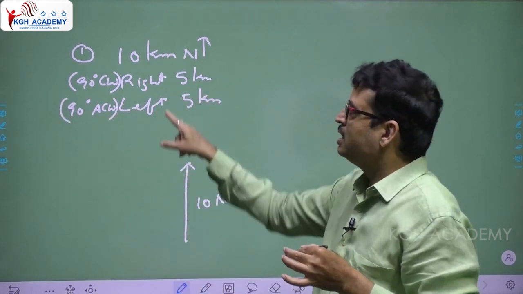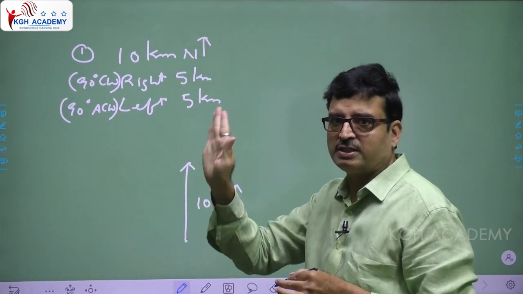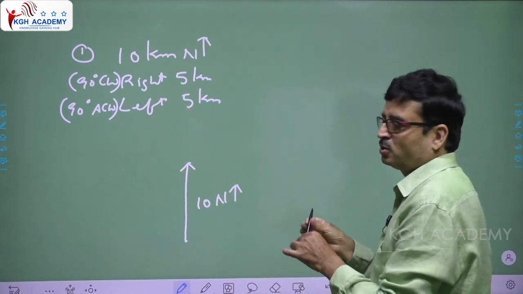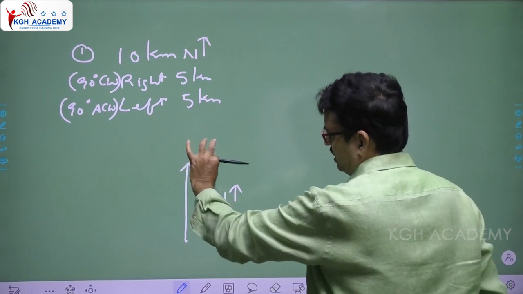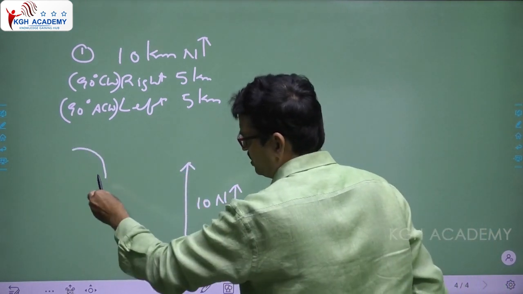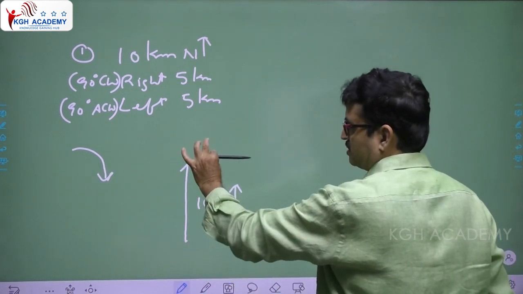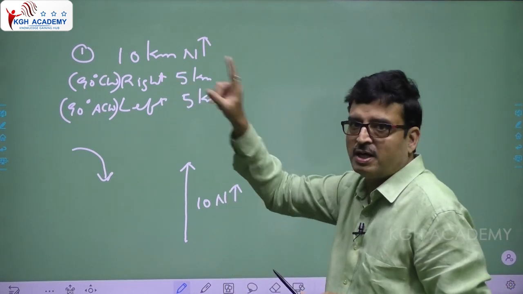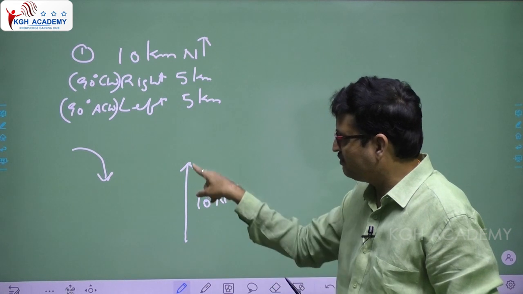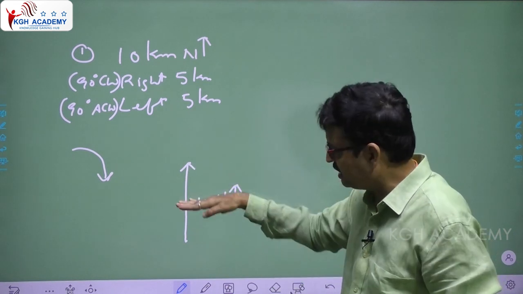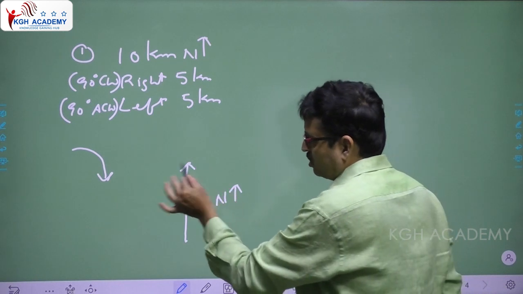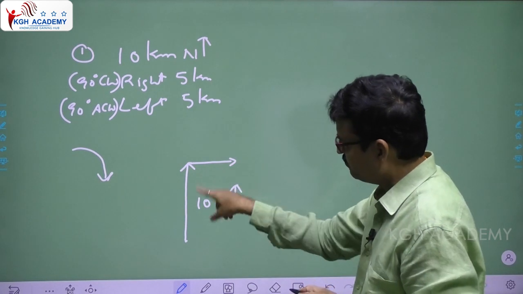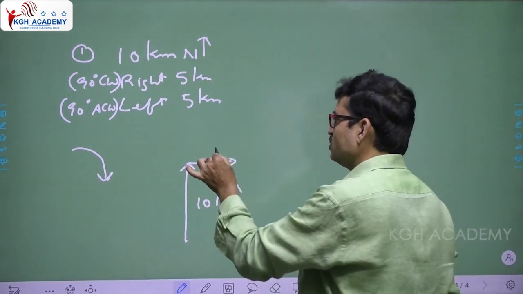Clear? So a person traveled 10 kilometers north, then he turned right. Right is equal to clockwise. Please note, this is the clockwise direction. In this way, he turned like this. Now he traveled 5 kilometers. 5 means exactly half of 10. As per the scale I've taken, this is 10, so 5 is exactly half. You have to be very careful with this. So this is 5 kilometers.